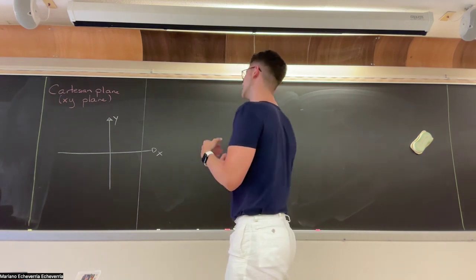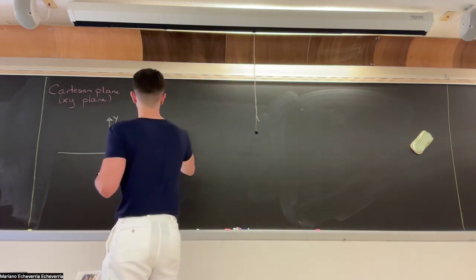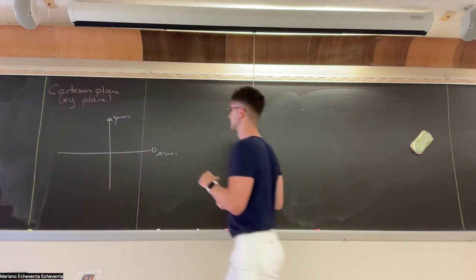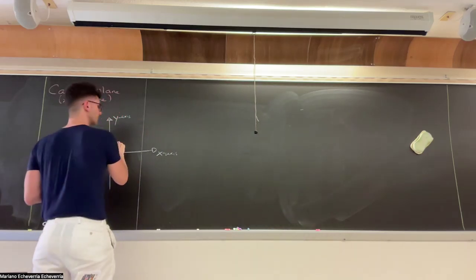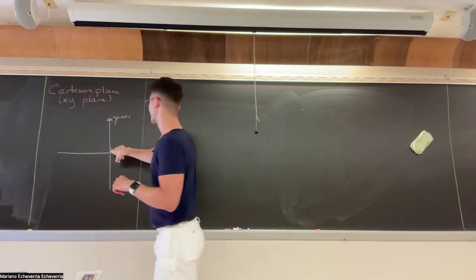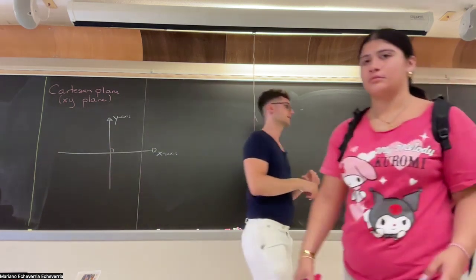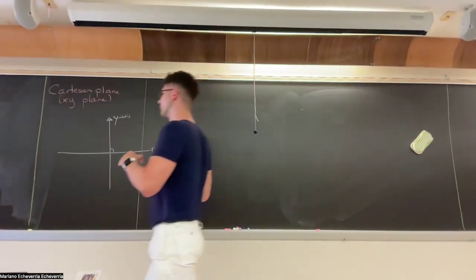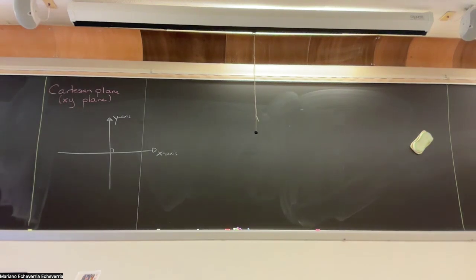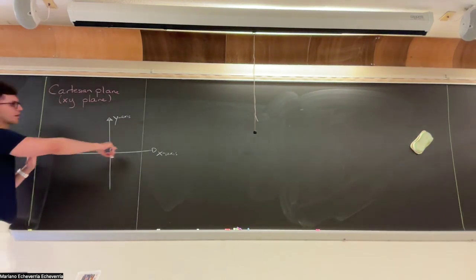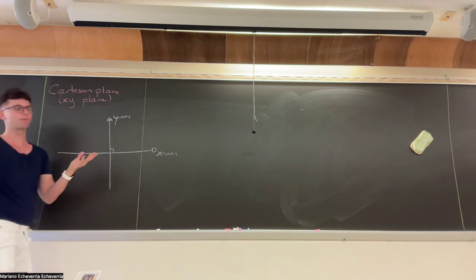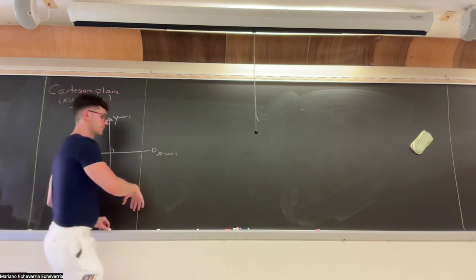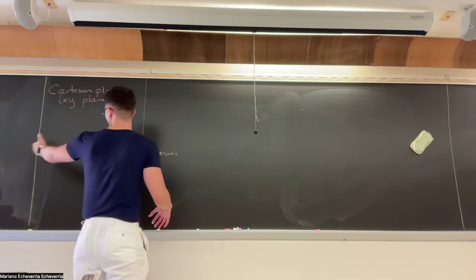So the horizontal line is called the x-axis, and the vertical line is called the y-axis. And these two are supposed to be perpendicular, usually 90 degrees. The convention is you think of these lines as being two copies of the number line. So here you can put numbers, and they go from negative to positive.